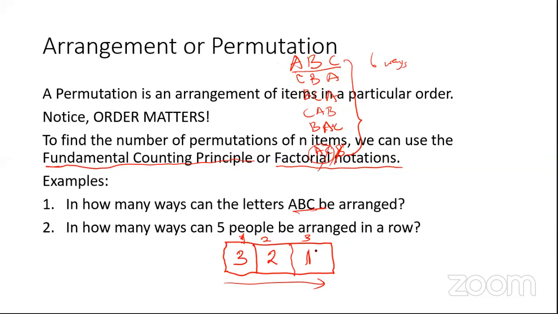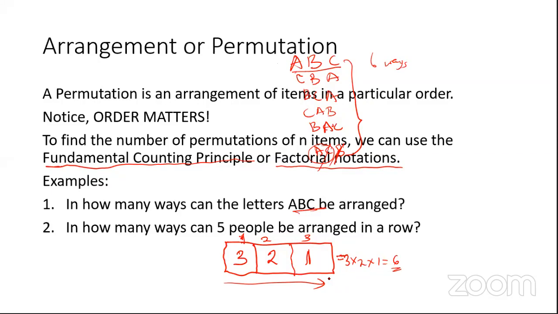So as a result, how many options do I have to fill all? According to our principle of counting, we must multiply them. So we have 3 times 2 times 1, and that is 6. So that is how we can do that.